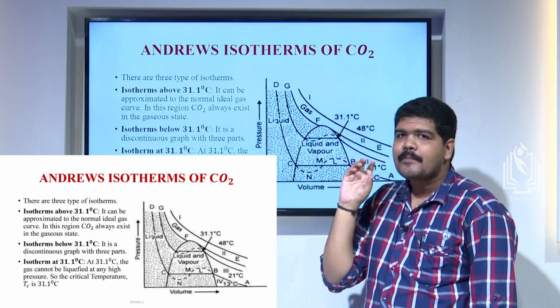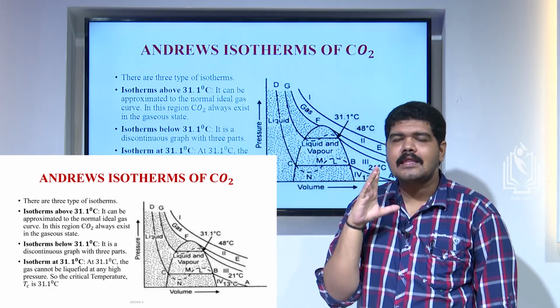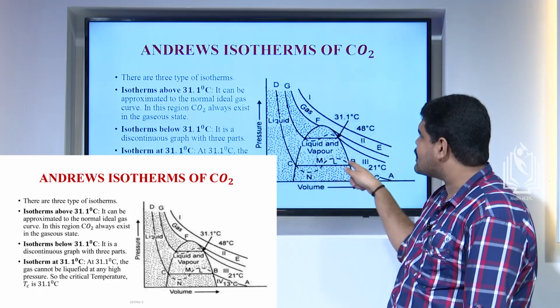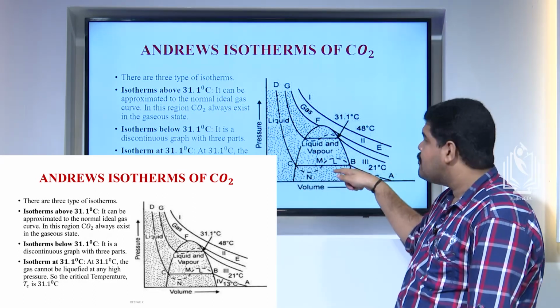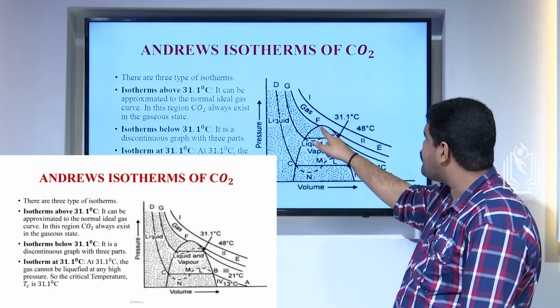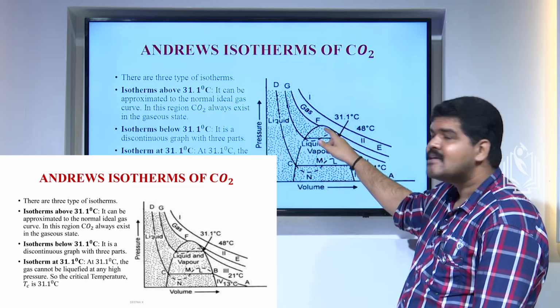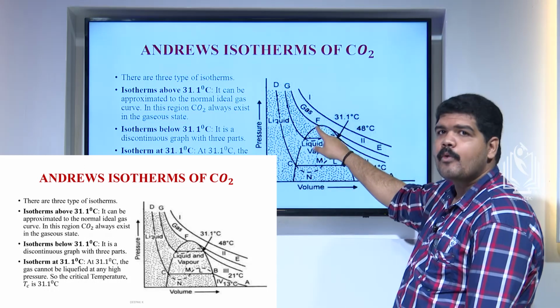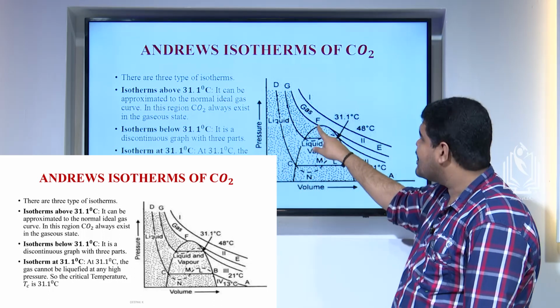The horizontal portion is the area where liquefaction is going on. So, at lower temperature there is a range there, but when you are attaining the critical conditions at 31.1 degrees, this liquefaction area is converted into just a single point. So, that is what is happening here.